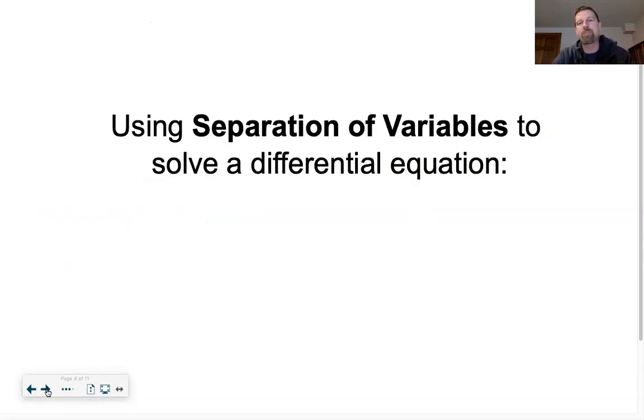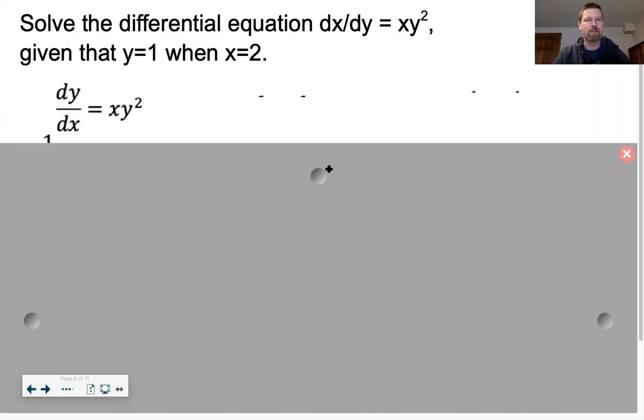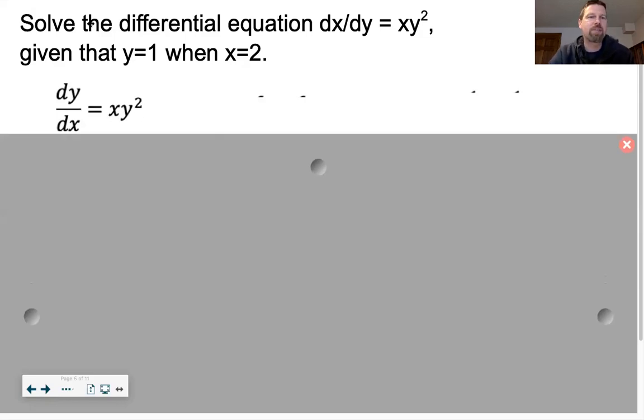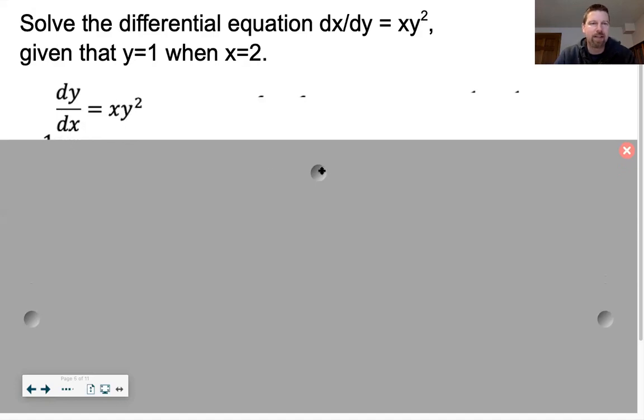Sometimes you have to use something called separation of variables to solve a differential equation. Because a lot of times the derivative they'll give you will look like this: dy/dx equals xy squared. So this problem is saying solve the differential equation dy/dx equals xy squared, given that y equals 1 when x equals 2. So there's another initial condition. This is just like the last problem, except this time I have to find the antiderivative of this, which is tough because it's got a y in it. Anytime you're asked to find the antiderivative with a y in it, separation of variables is going to be your thing. You want to get the y's by themselves and the x's by themselves, and then you integrate.